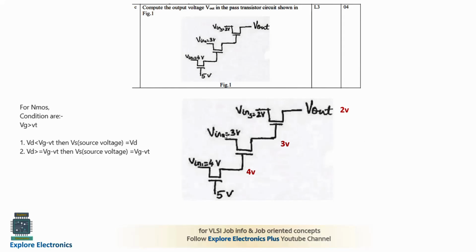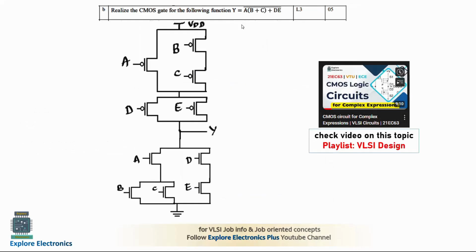Similarly, the other way is to simply see the drain voltage and the gate voltage: if the gate is more than 1 volt higher, we can say the same voltage will be passed. Otherwise we need to subtract the threshold voltage of 0.7 and take 3.3 as the output. Because the gate voltage is higher than the drain voltage, we take the same value. We need to remember these two conditions while solving pass transistor logic, where one pass transistor is driving another. The first module answer is B plus C plus DE whole bar. So this gives the correct result.